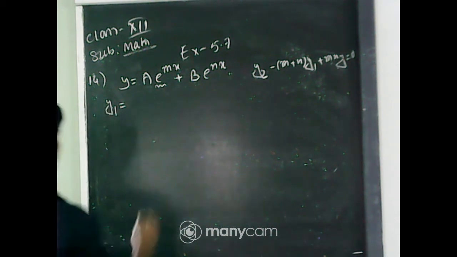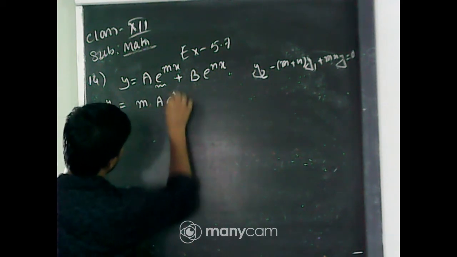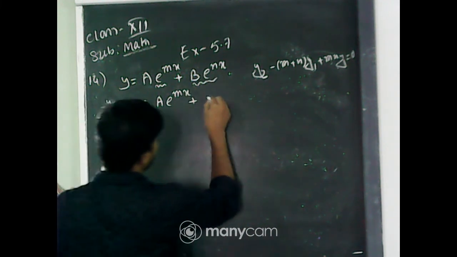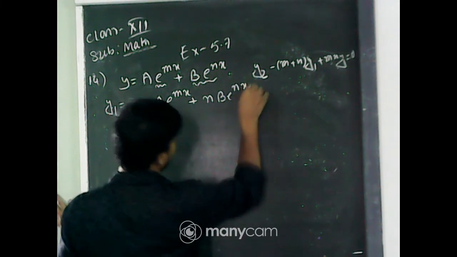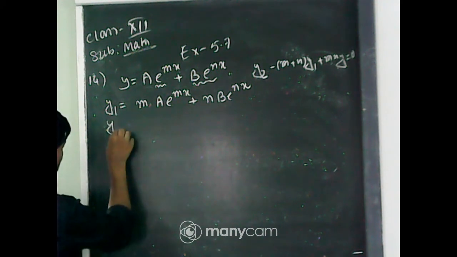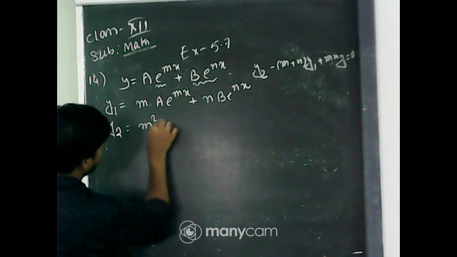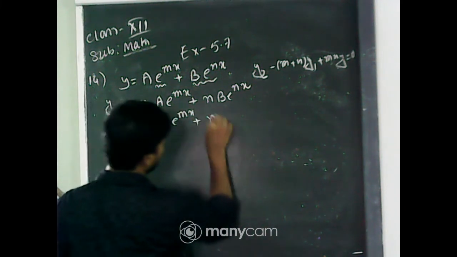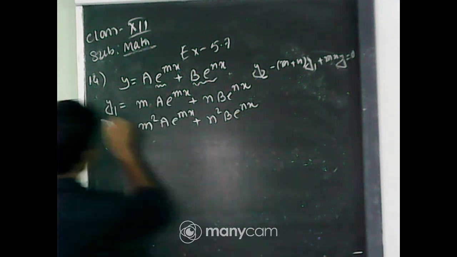Yes, m e to the power mx, very good. So m into a e to the power mx. Similarly, the derivative of this part is n b e to the power nx. So this is y1. Now differentiate again with respect to x. So y2 will be, similarly, m square a e to the power mx plus n square b e to the power nx. So y1 and y2 are known.